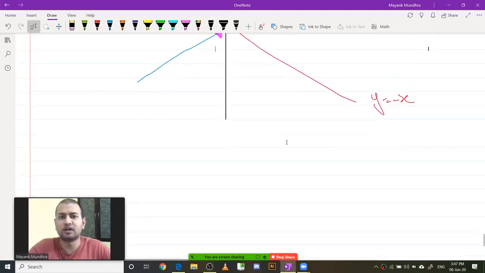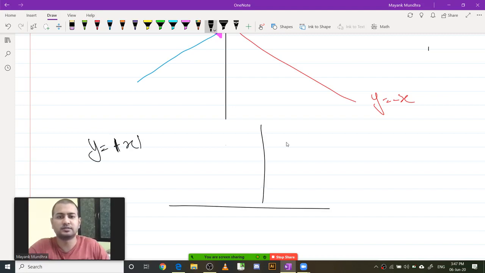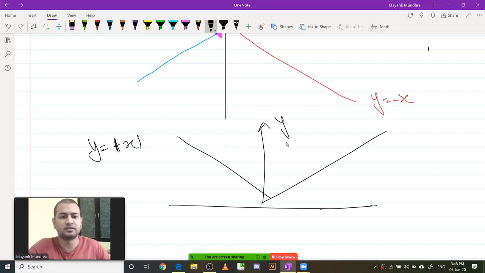Okay, so this is the graph of y equals minus x. So if you want to draw the graph of y equals mod x, the graph will look like this. Okay, so this is your y, this is your x, this is your 0, and this is your mod x.